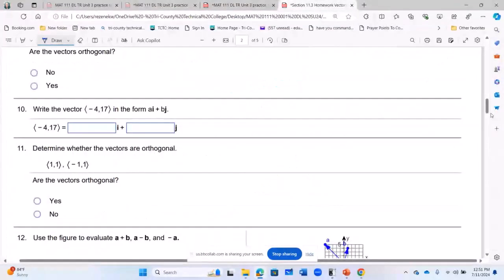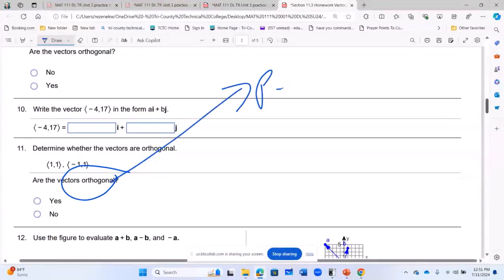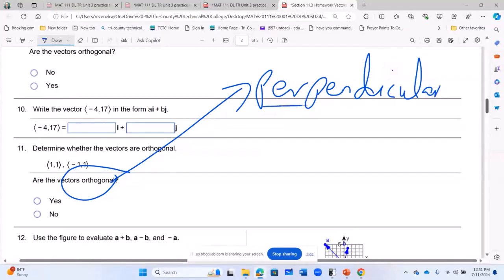Find the dot product. Use the dot product to see if two vectors are orthogonal. Whenever you hear orthogonal, it means perpendicular. If two vectors are perpendicular, their dot product is 0. If you ever find the dot product of two vectors and it's 0, the two vectors are perpendicular. In other words, the angle between them is 90 degrees.